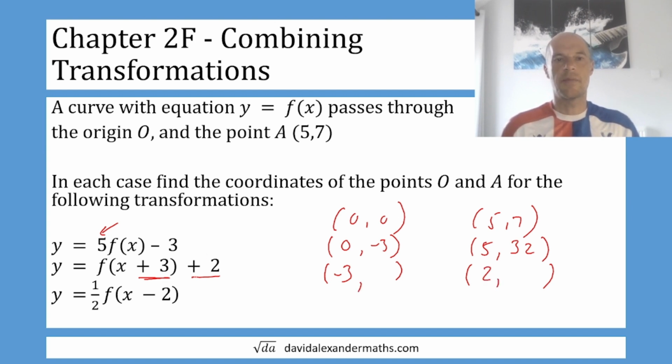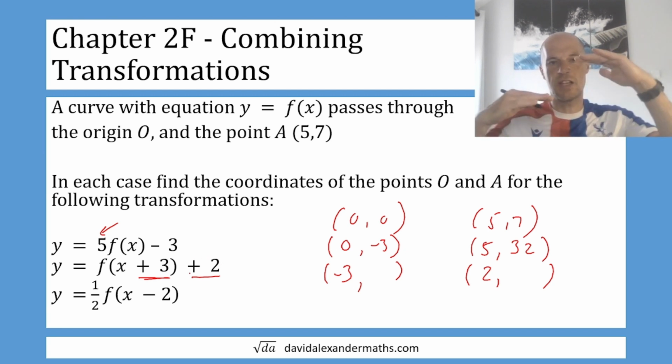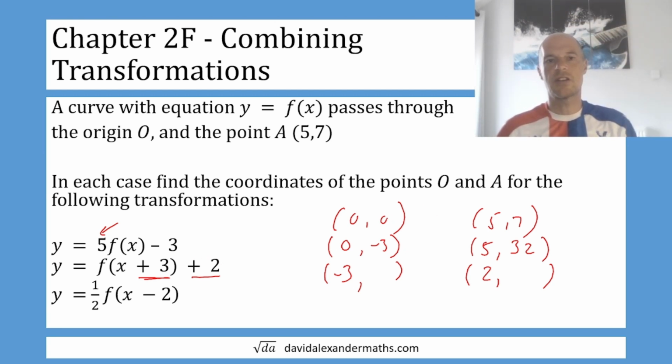And for the transformation that is occurring outside the brackets, this is just going to be shifting all the y's up by 2, so literally adding 2 to all the y values, so 0 will become 2 and 7 will become a 9. What about y is a half of f of x take away 2?